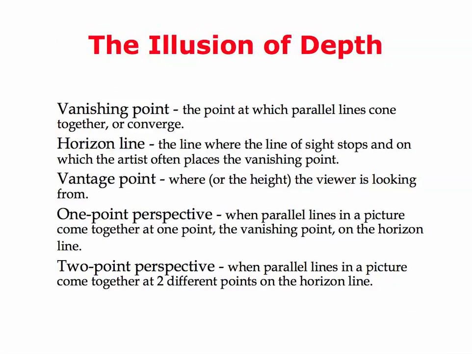So one-point perspective is when all the lines in the picture are coming together into one point, the vanishing point, usually on the horizon. In two-point perspective, there are two different points that lines are going to, depending on which side of the image the object is. There's even a three-point perspective.